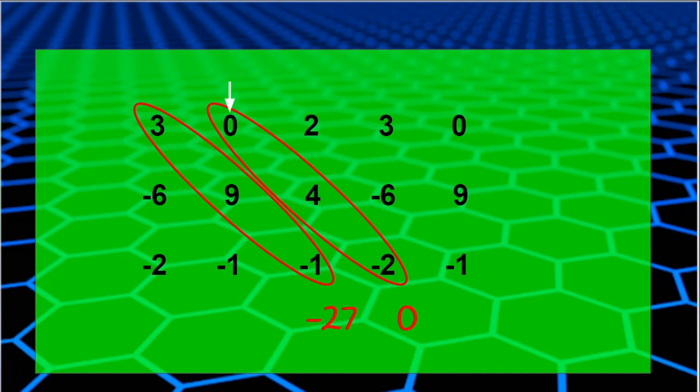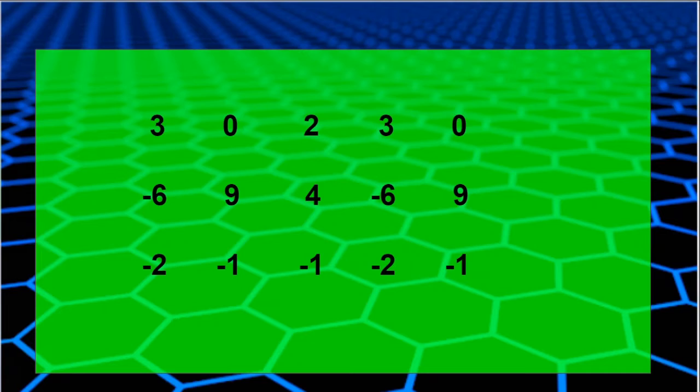Finally, I move to the first number on the third column, which is 2. We also extend our diagonal downwards and draw a bubble. We multiply the numbers in this bubble. 2 times minus 6 times minus 1, which is 12, so we place it here.